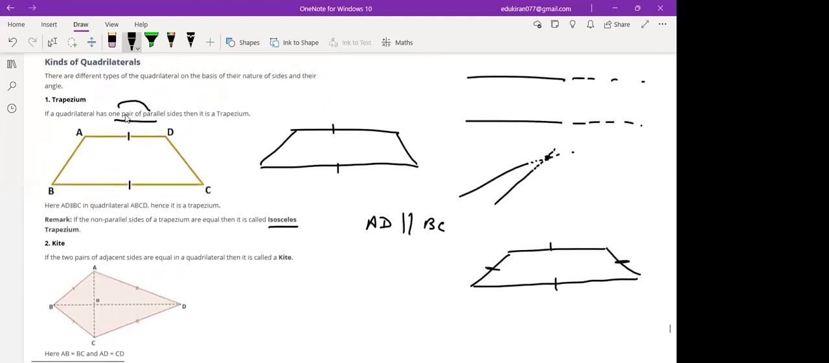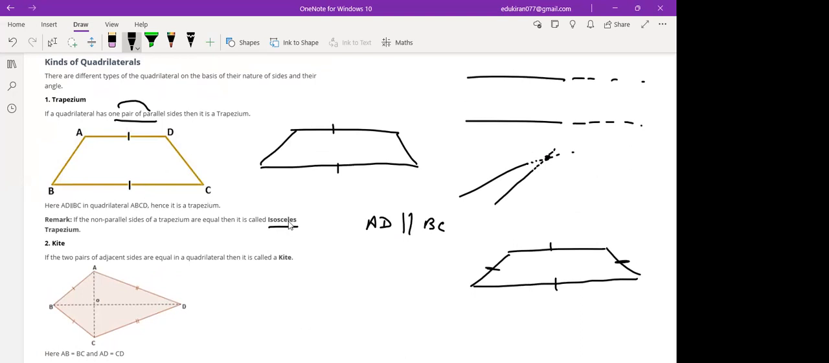Okay. See, a trapezium is nothing but a quadrilateral with one pair of parallel sides. That's it. If I ask how many pairs of parallel sides, one pair. But in case these AB and DC are non-parallel, if they are equal, then it is known as an isosceles trapezium. That's it. Okay.